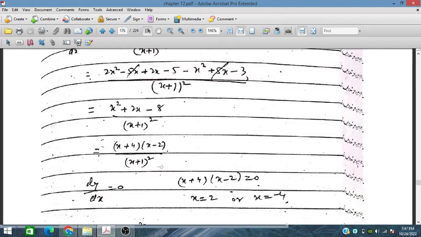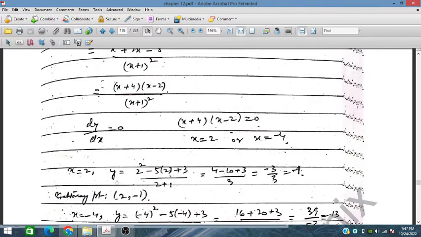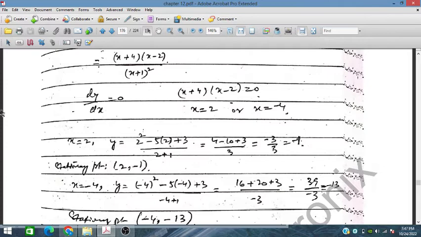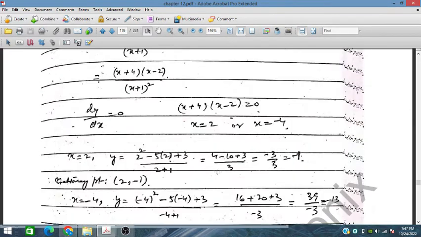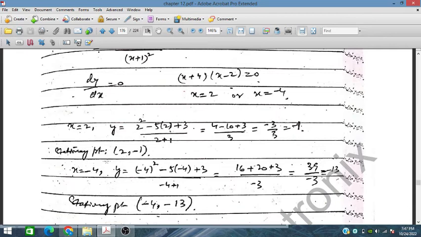The first derivative is 0, so x is equal to 2 or x is equal to minus 4. At x is equal to 2, y is equal to minus 1. So the first stationary point is this. For x is equal to minus 4, y is equal to minus 13. By substituting the value of x in y, we get the value of y. So the two stationary points: one is 2, minus 1, and the second stationary point is minus 4, minus 13.